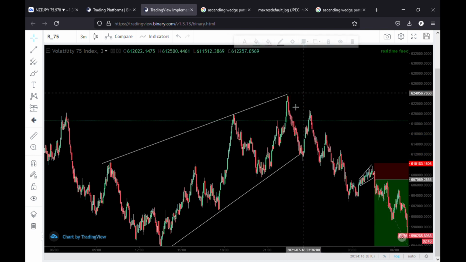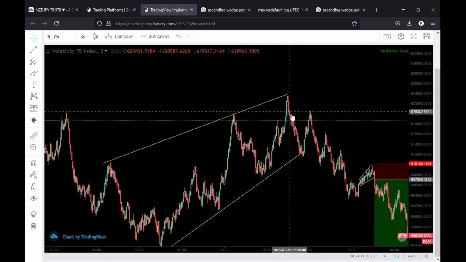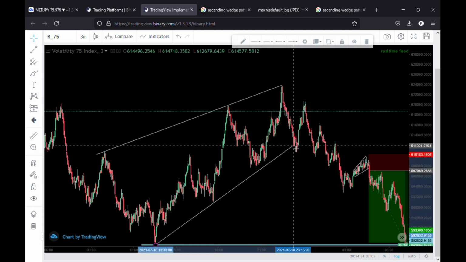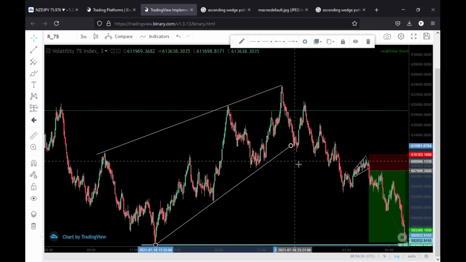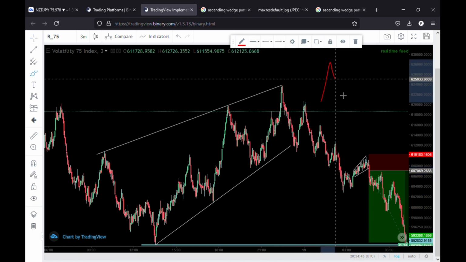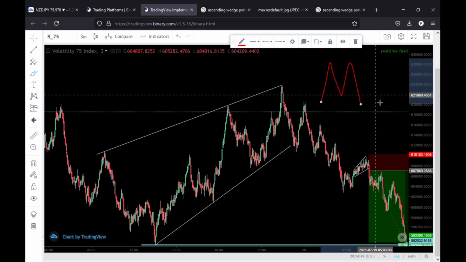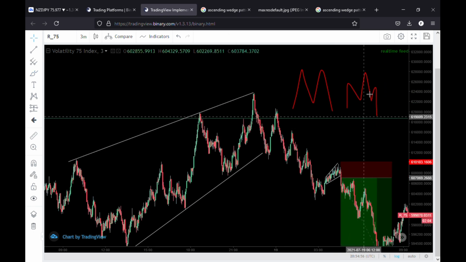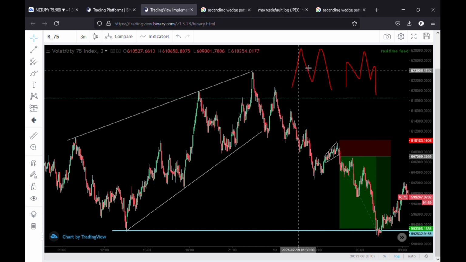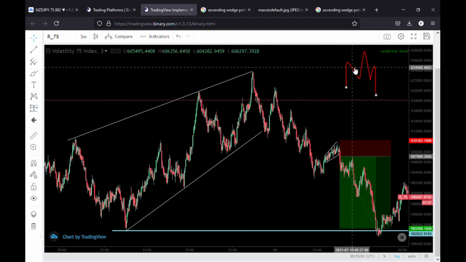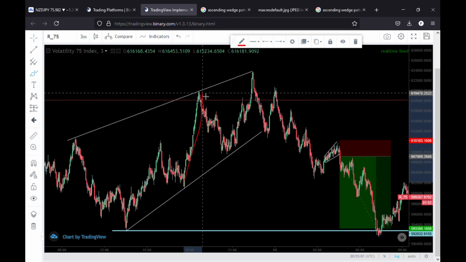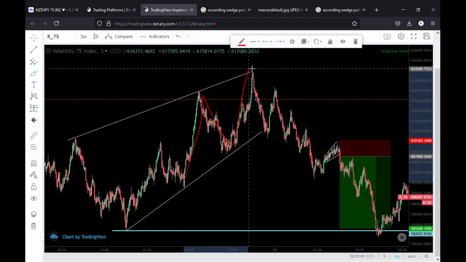There was no clear entry. There was no clear reversal structure that I know. Because if you have watched my VIX75 strategy, you will know that VIX respects double tops and head and shoulder patterns. So these are the two patterns that I would be looking for right here. So for this trade, a possible entry would be right here. As you can see, we have a very clear head and shoulder pattern right here.